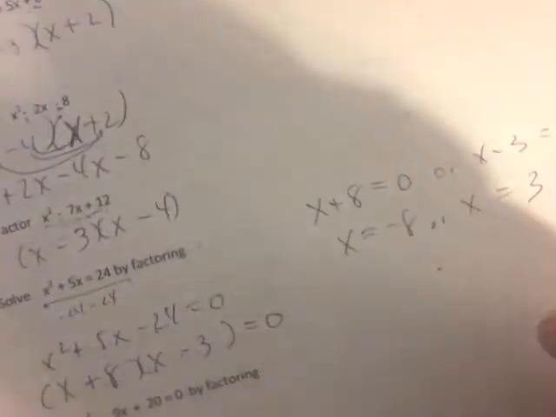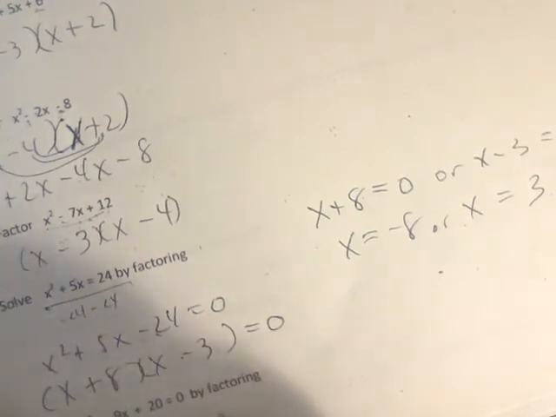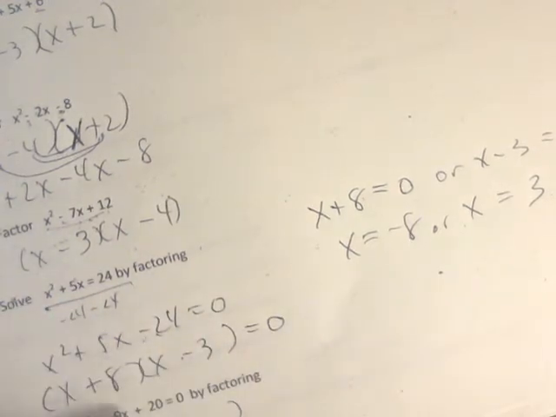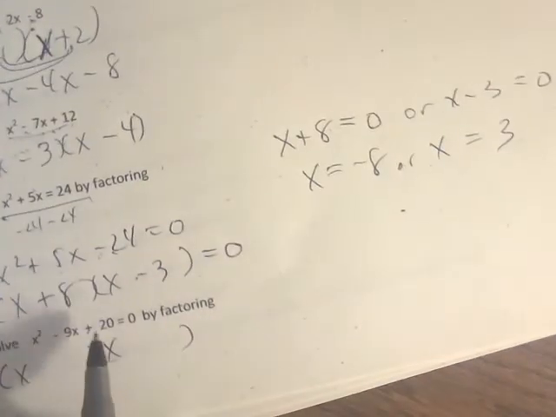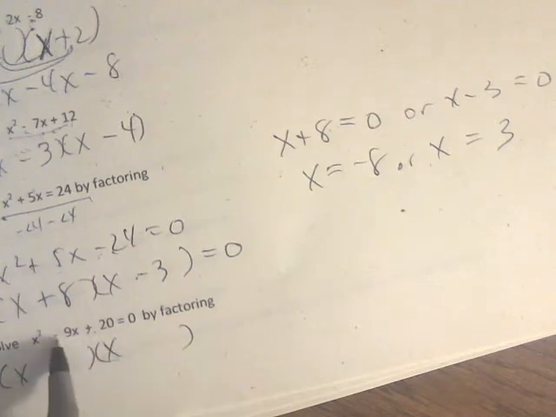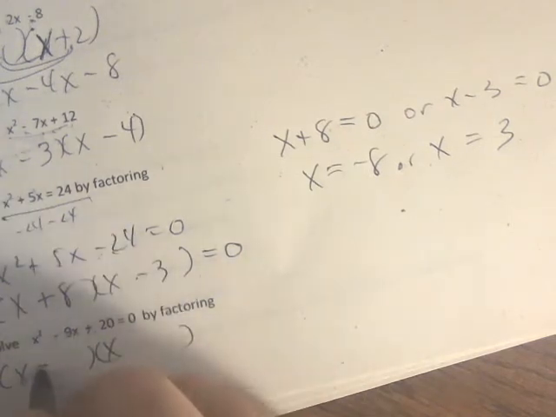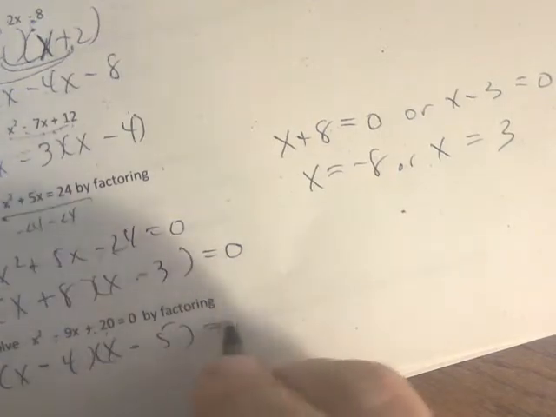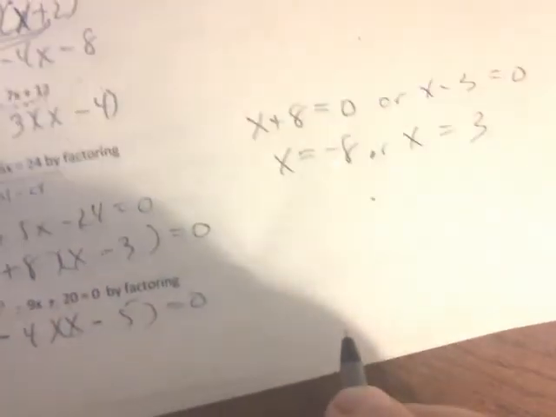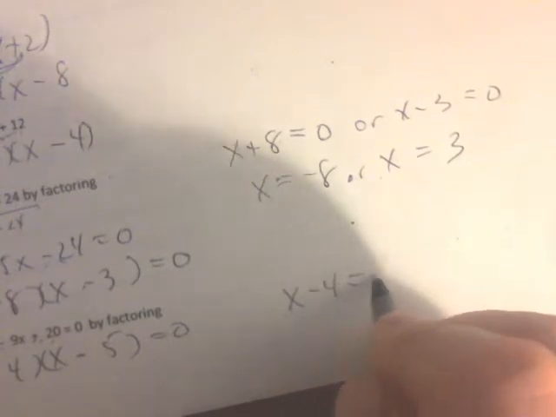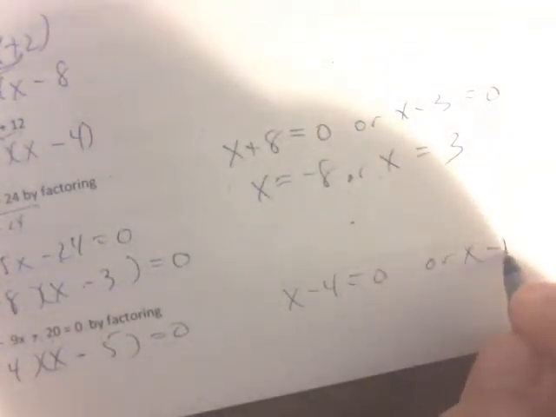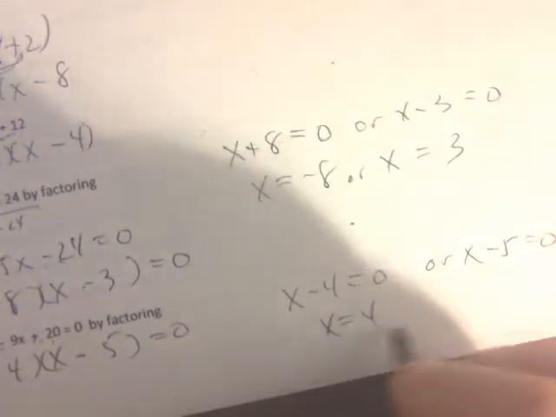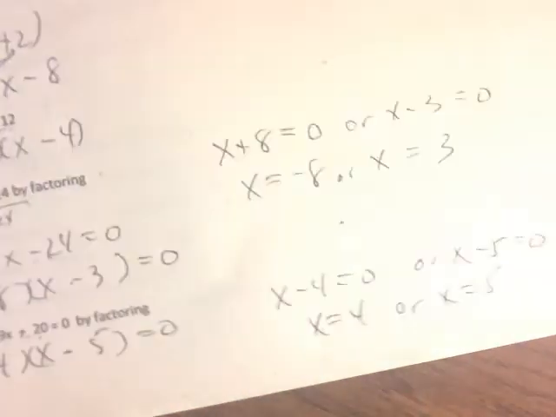So example 3. Set up my two parentheses. I need factors of positive 20. And since this is plus, these signs are the same. Since this is negative, they're both negative. And so now I need numbers that multiply together to give me 20, that add to give me negative 9: negative 4 and negative 5. Continue to solve using my zero product property. So x is 4 or x is 5.